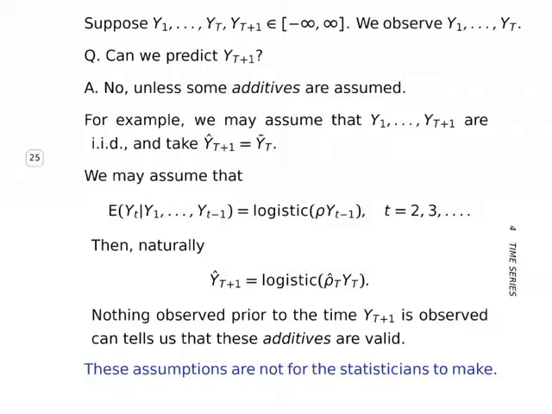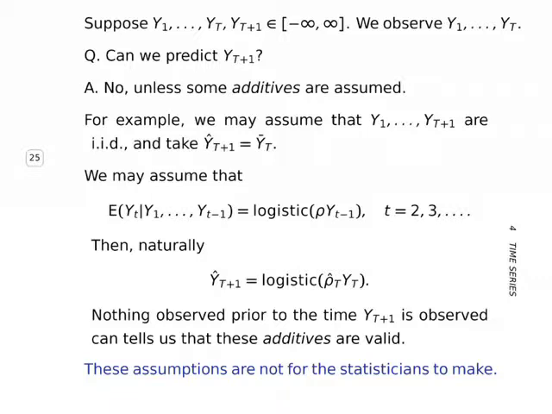We can assume that y1 to yt plus 1 are IID. That's very easy, then the prediction would be just the average. Or we assume that there is some Markovian model structure that I defined here precisely, just to write something down. And then, again, we have a natural prediction. But nothing observed prior to time t tells us that these additives are valid when we go to t plus 1. And these assumptions are not for the statisticians to make, and everyone that does empirical science is here.